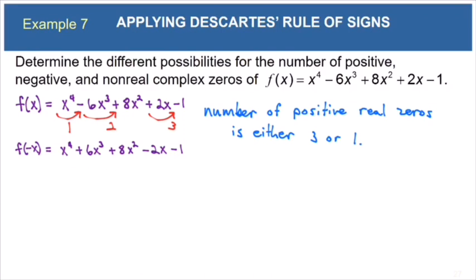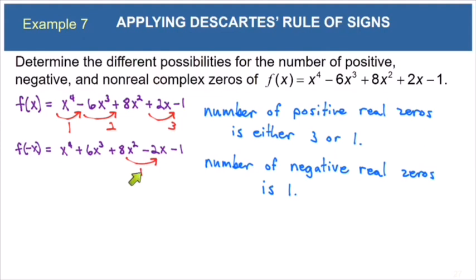Now let's count sign changes here. This starts off positive. Here it's still positive, then it turns negative. So there's one sign change, and then in the next term we don't get a sign change. So the number of negative real zeros for this function is exactly 1, and you can't go less than that by an even number because less than that by 2 would go into the negative numbers.